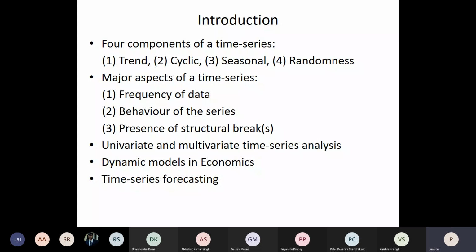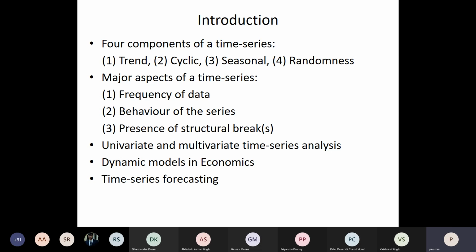So, as you know, a time series has 4 components. There is a trend component. A part of a series is cyclic. Then there may be a seasonal component and randomness. Now, to what extent different components are present in a series, that may differ depending on the frequency of the data, the particular variable itself, and also depending on the context.